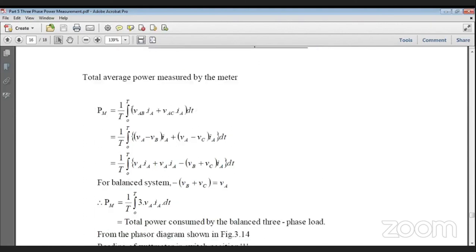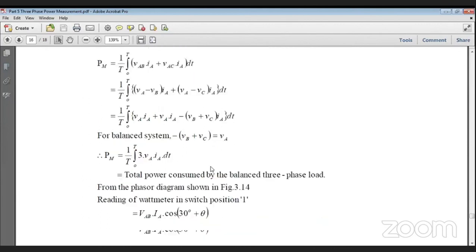Then it becomes VA into IA. Right. Similarly, here it becomes the second term, VA into IA. Then the third term is VB plus VC. But if it is a balanced case, then VA plus VB plus VC is equal to 0. So it becomes minus, VB plus VC becomes VA. So here the power equation becomes 3 times VA into IA. So if it is a balanced load, VA into IA, with the integration, becomes the power of A phase. Since it is balanced, power will be the same in the 3 phases. Multiplied by 3 means total power.